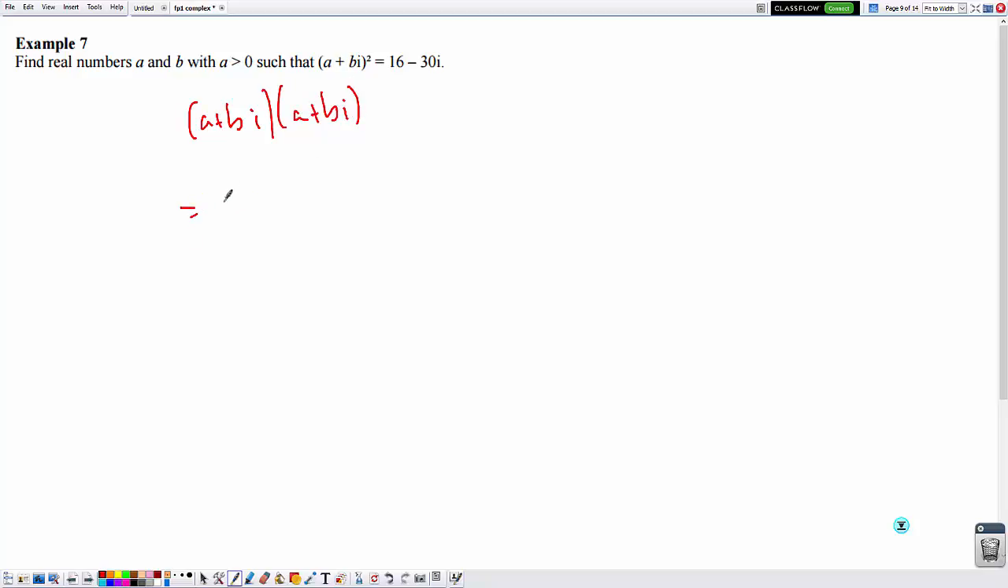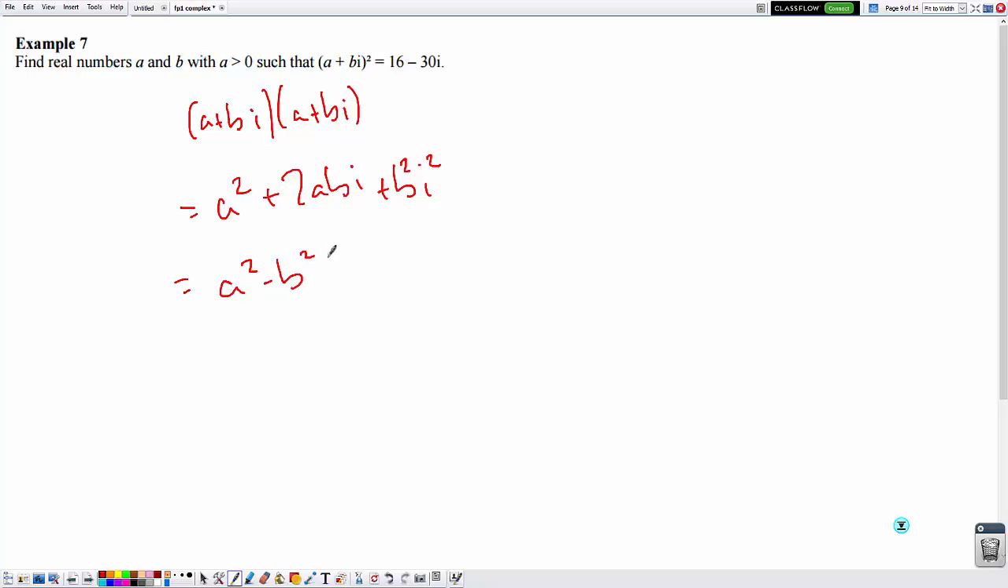And that's just a squared plus 2abi plus b squared i squared. But of course, i squared is minus 1. Let's just write it for now. So b squared i squared simplifies to minus b squared. So this is a squared minus b squared, since i squared is minus 1.